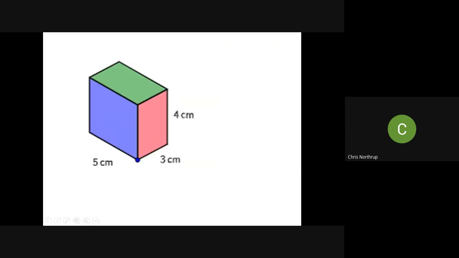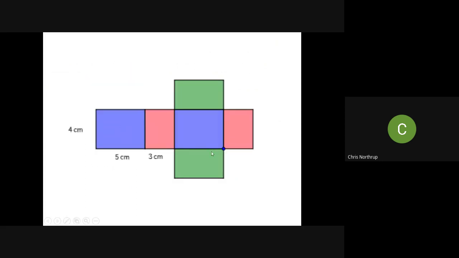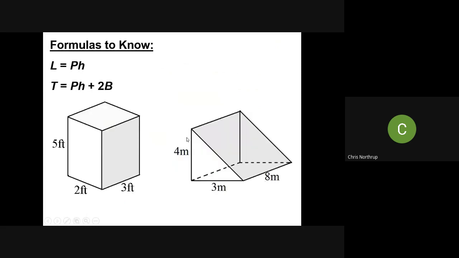And if you want to find the total area, all you're going to do is take that lateral area and add any bases. So to do that, I would take all of these rectangles, including the two green ones, and then add their areas. So some formulas to know for any prism. Capital L for the lateral area is going to be pH, where P is the perimeter of your base and H is the height of your prism. T for total, or some people put SA for surface area, that's going to be pH, that's lateral, plus 2B.